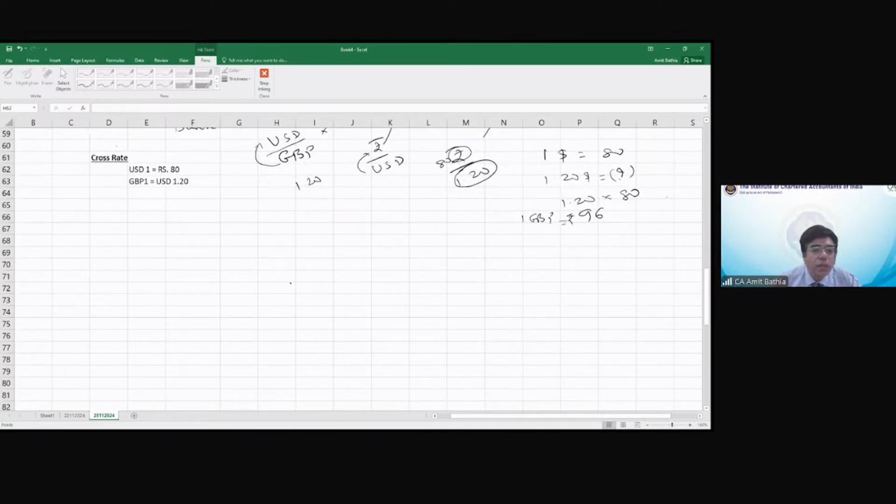Yes. So say for example, I take the same example over here, right? We have the dollar quotes available to us, rupees 80, comma, rupees 82. Similarly for GBP, the quotes available are USD 1.20, comma, USD 1.30.